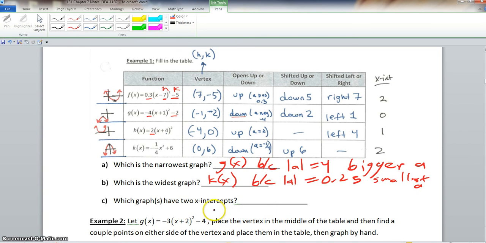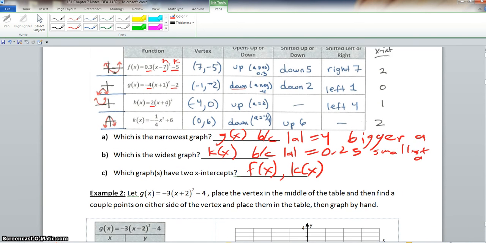Now it said which graphs have 2 x-intercepts. Now, the ones that have 2 x-intercepts, if we look here, we have the first graph here from this visualization, and we also have the last graph. So that is f of x and k of x. And we know the x-intercept means that it crosses the x-axis.